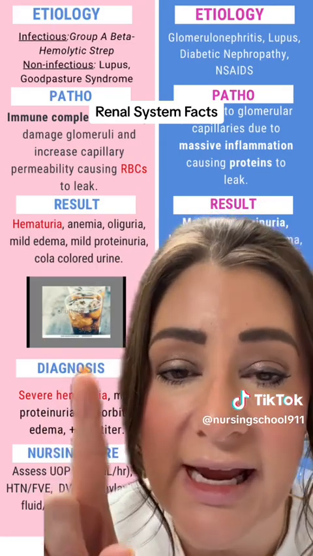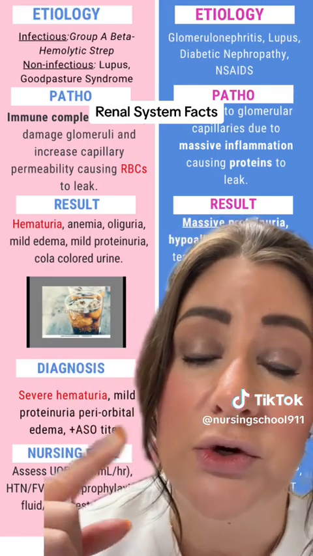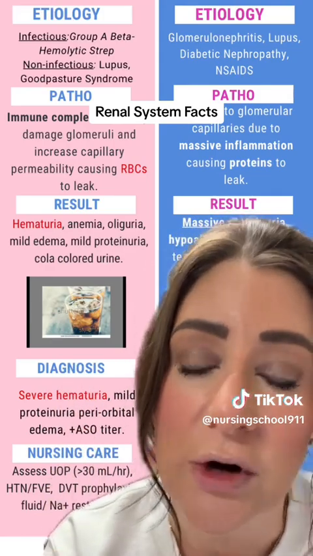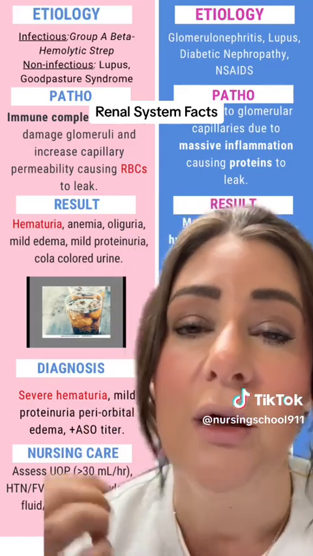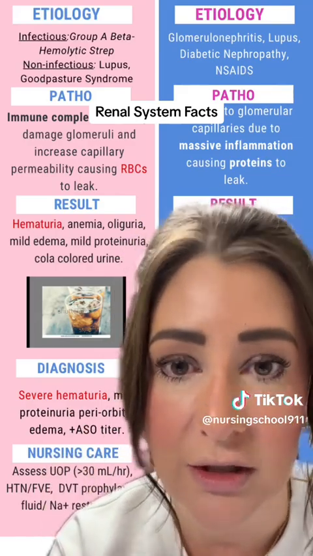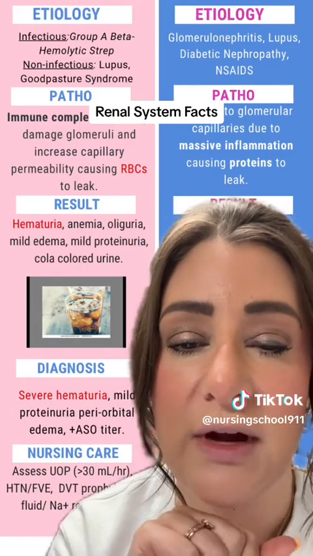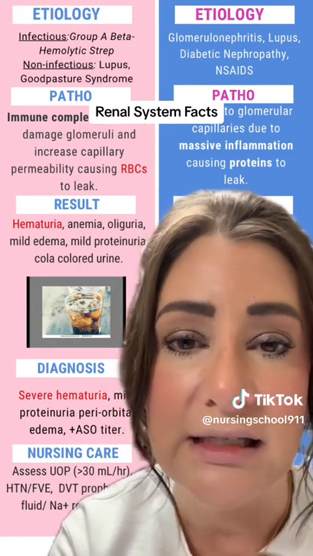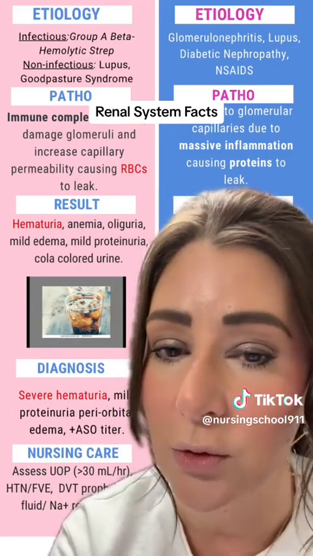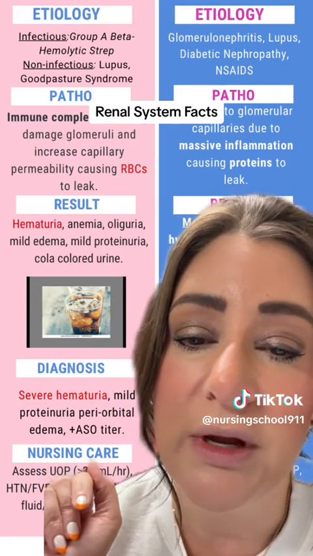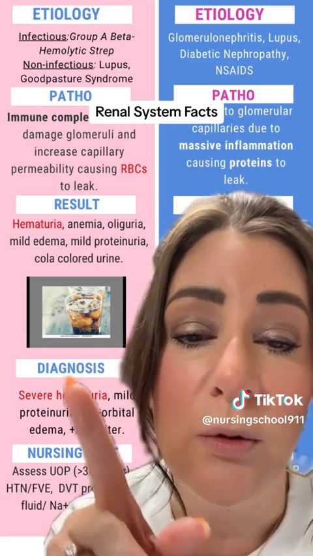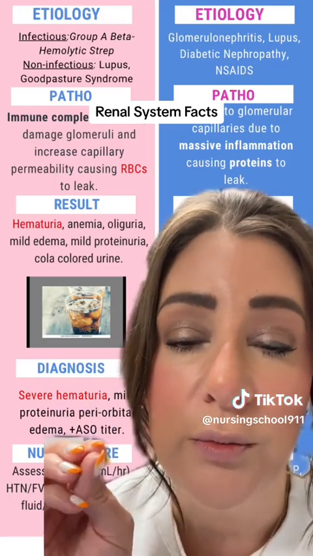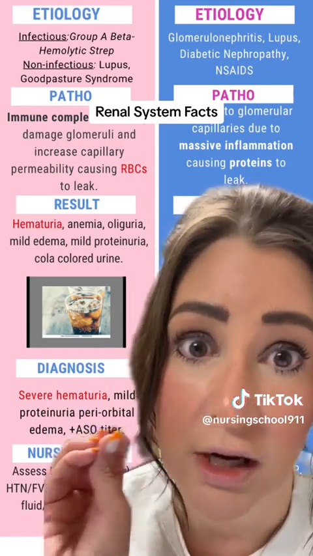Remember, we're leaking out red blood cells, so those are going to leak out into the urine, and we're going to see massive hematuria. We're also going to see anemia because we're losing red blood cells in the urine. Oliguria, which is defined as a urine output of less than 30 milliliters per hour. Edema here will be mild. Proteinuria, which is protein in the urine, will be mild. The urine will be Coca-Cola colored.